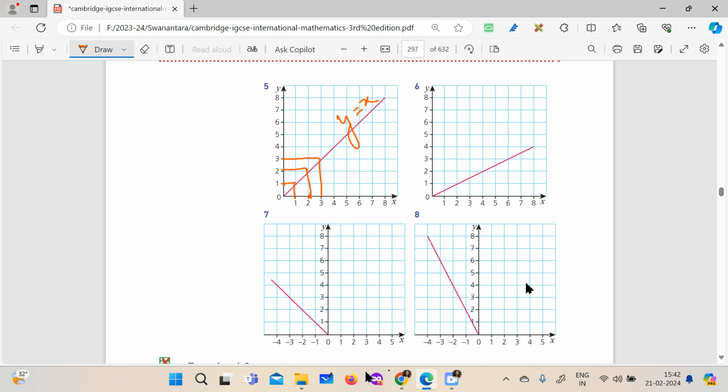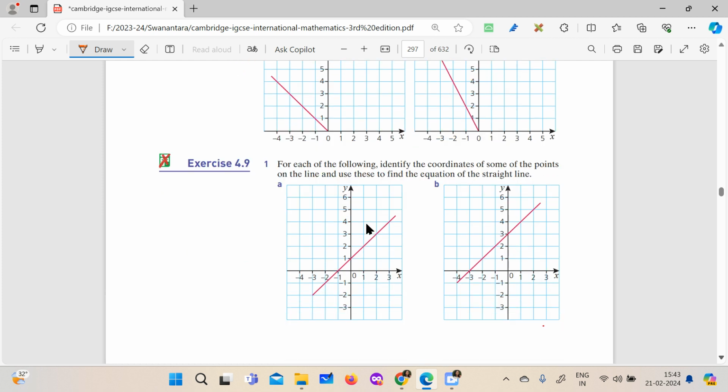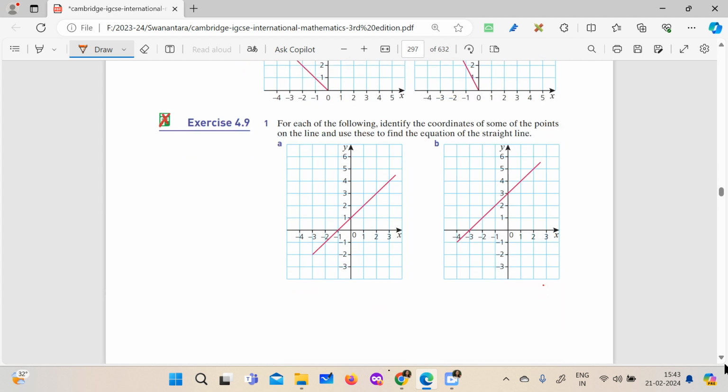Okay. So these three, they are a little different. I want you to try them as your homework. If you don't get it, we will discuss this in the next class. Okay, give it a try, for sure. Here again, you have to identify the coordinates of some of the points on the line and use these to find the equation of the straight line.